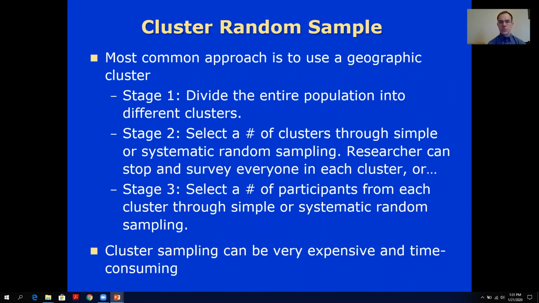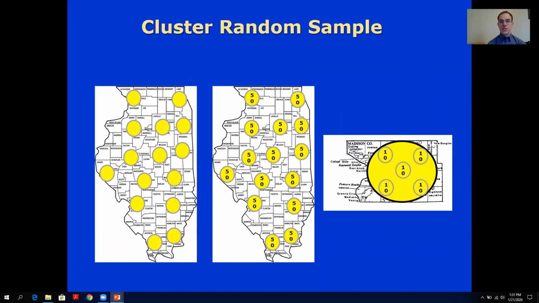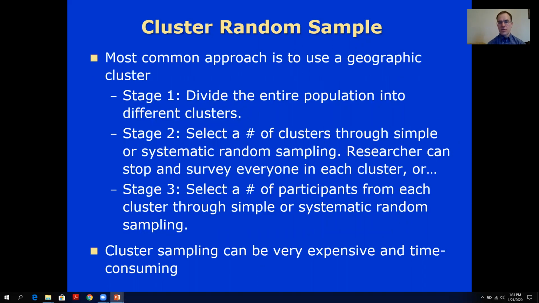The way you do this, there are three different stages. You would first divide the entire population into different clusters. Then you would select a number of clusters through simple or systematic random sampling. Then researchers can stop and survey everyone in each cluster, which could be very expensive and time consuming, or select a number of participants from each cluster through simple or systematic random sampling that we've just previously talked about. Again, this cluster sampling can be expensive and time consuming, but it would give you a more focused sample in the geographic location that you were talking about.